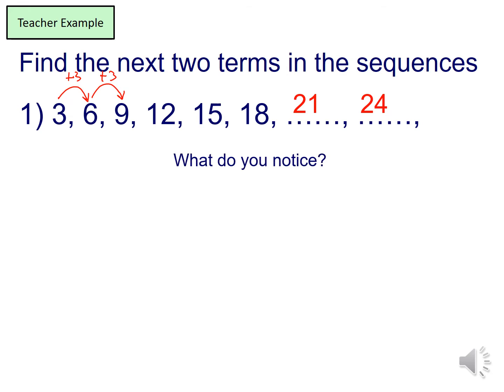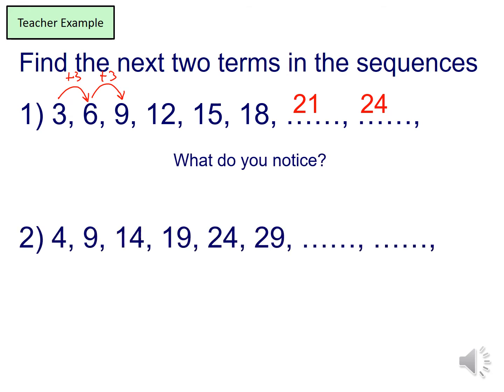Okay? What do you notice about these terms? Have a think about it. Okay, so let's have a look at the second set of numbers. 4, 9, 14, 19, 24 and 29. Let's have a look at the difference between each term. The difference between 4 and 9 is plus 5. The difference between 9 and 14 is also plus 5. The difference between 14 and 19 is plus 5. So the term-to-term rule is going to be plus 5. So 29 plus 5 will give me 34, and so forth. So 34 plus 5 will give me 39.